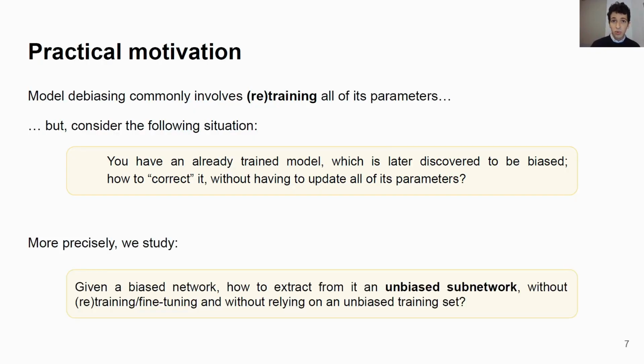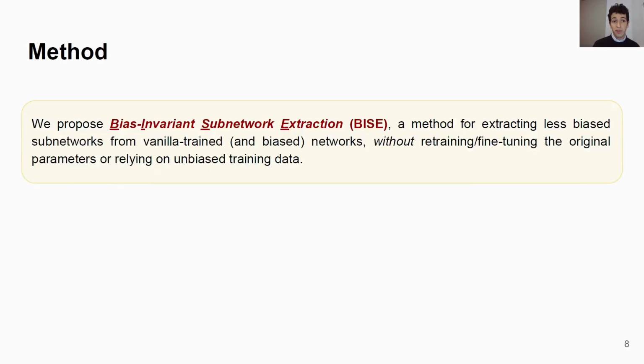More precisely, in this work, we are going to consider the following. Given a biased network, how can we extract from it an unbiased subnetwork without having to do retraining or fine-tuning and without relying on an unbiased training set? For that, we propose a method that we call bias invariant subnetwork extraction, or BIS.